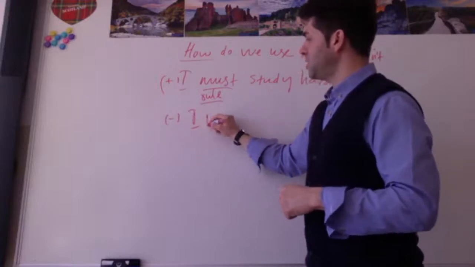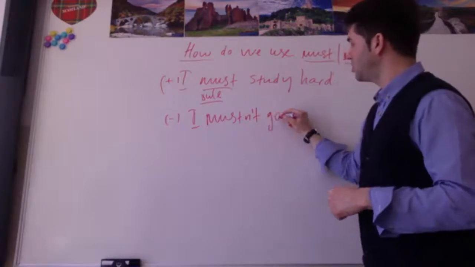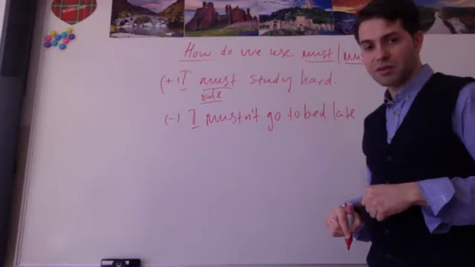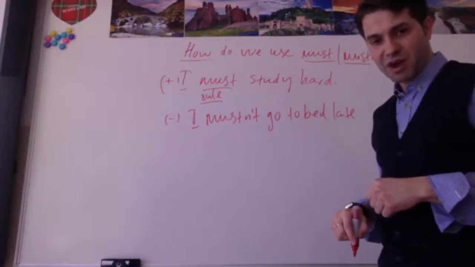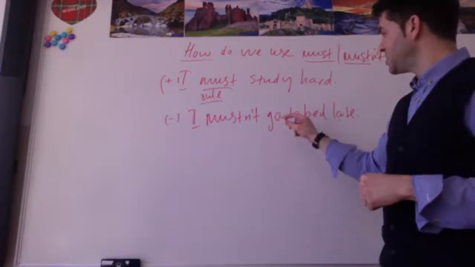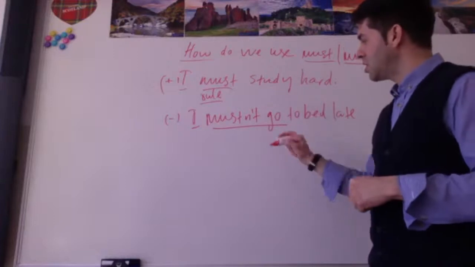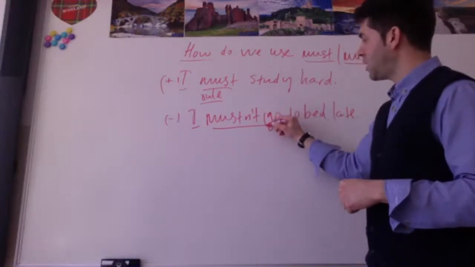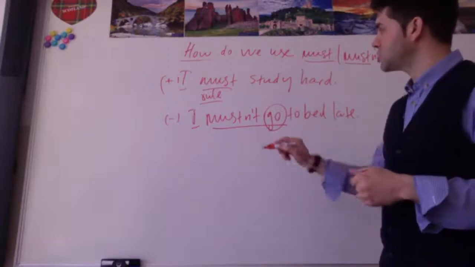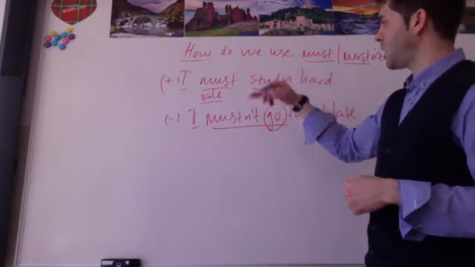Another sentence with the negative: I mustn't go to bed late. That happens so much in those days, especially when we're on vacation. So, mustn't go, mustn't go. And guys, what do we have again? Verb infinitive again, so nothing changes. It's easy to remember that modal verbs go with the verb infinitive after them.